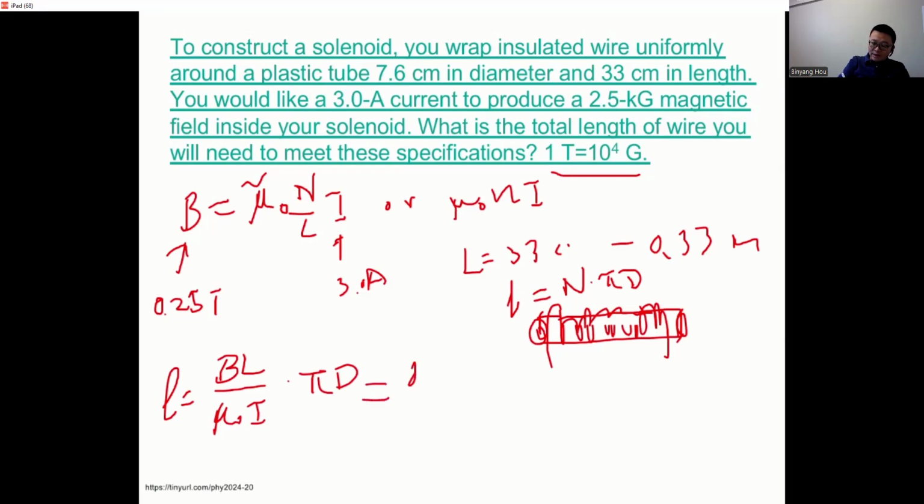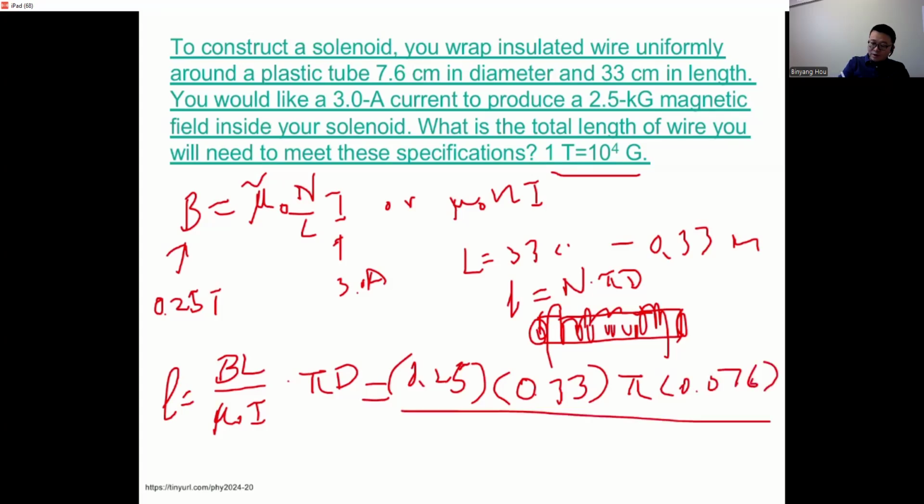So 0.25 Tesla. Let's put everything in SI units so we don't have to write units right now. Times L, 0.33 in meters, times pi and times d, 0.076, over mu naught, that is 4 pi times 10 to the minus 7, and times I, which is 3. So you can plug in all these numbers into your calculator and then calculate.